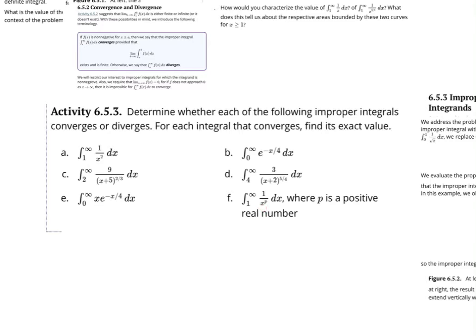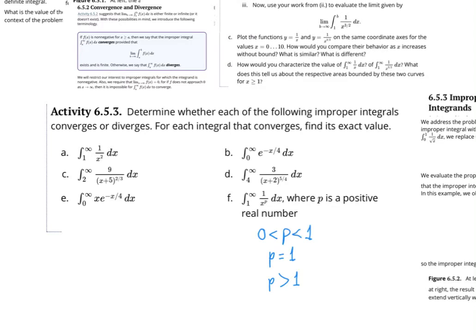Part F is the most important of these. My tip for part F is to keep in mind that there's a difference between p being between 0 and 1, and p being actually equal to 1, and p being greater than 1. Think back to the activity you did over here.